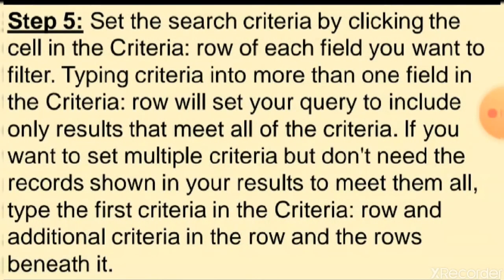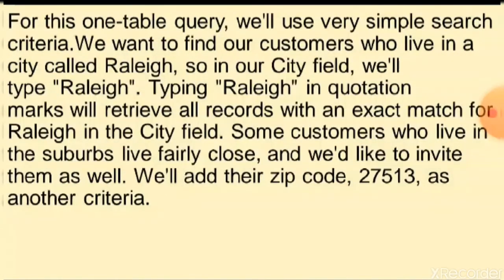Step 5. Set the search criteria by clicking the cell in the criteria row of each field which you want to filter. You can set multiple criteria also in different cells. For this one table query, we will use very simple search criteria. We want to find our customers who live in the city called Raleigh. So in our city field, we will type Raleigh. Typing Raleigh in quotation marks will retrieve all records with an exact match for Raleigh. In the city field, we will add their zip code 27513 as another criteria.